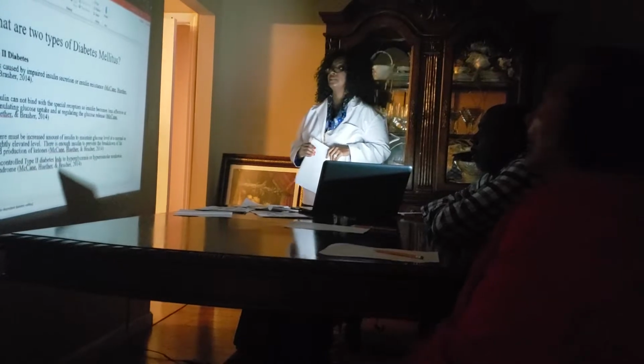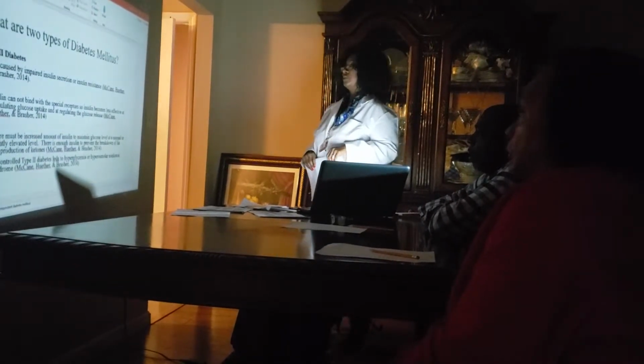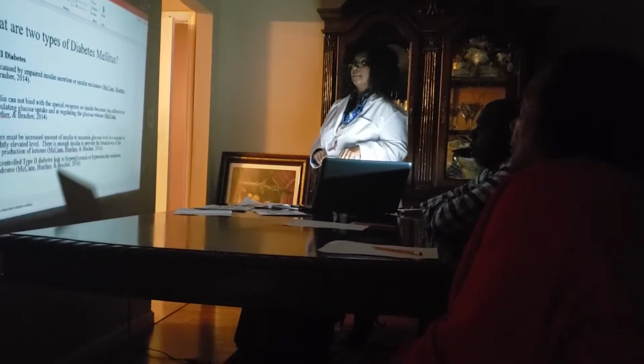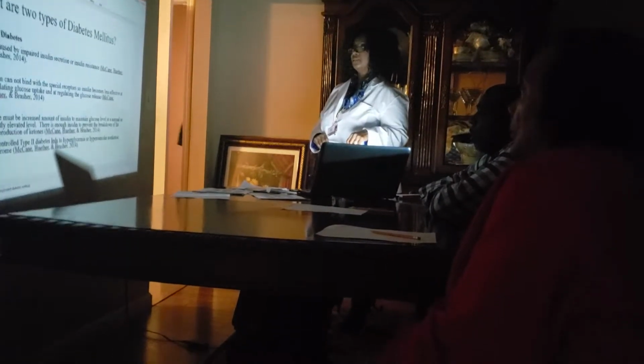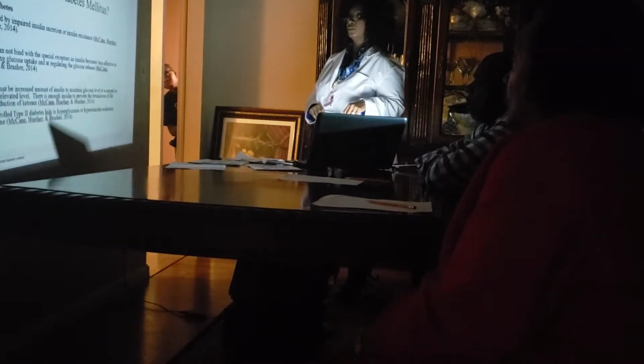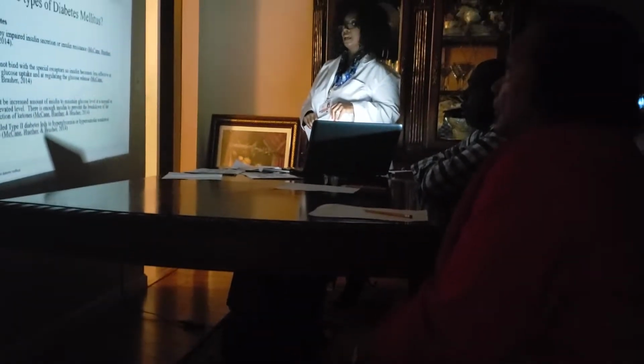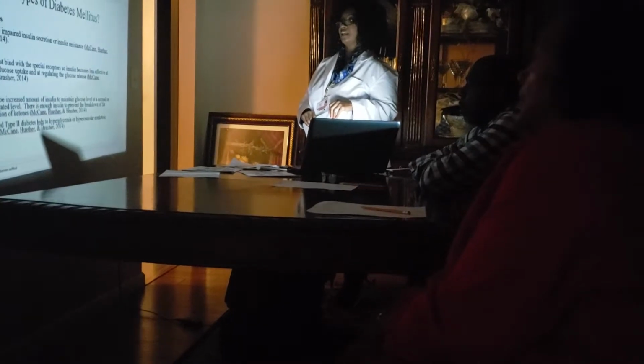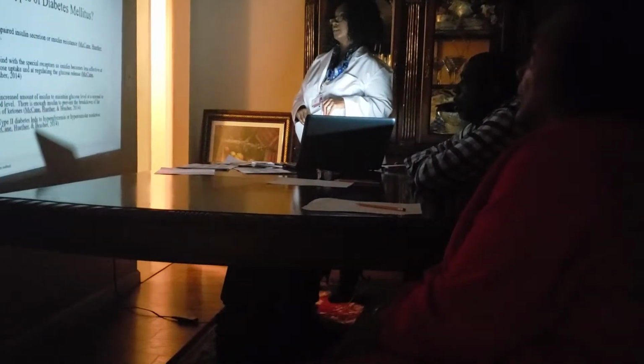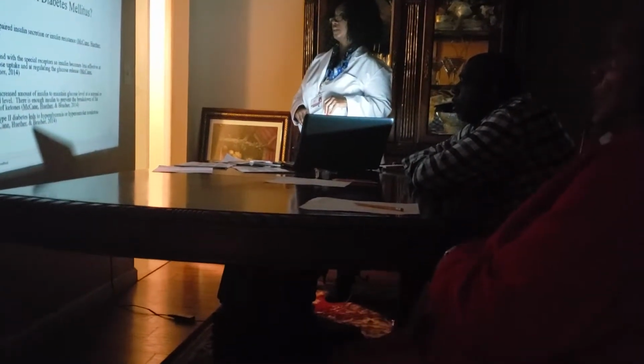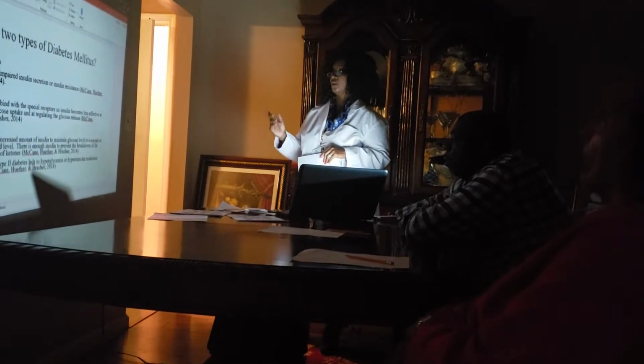Type 2 diabetes is caused by impaired insulin secretion or insulin resistance. Insulin cannot bind with the special receptors, so insulin becomes less effective at stimulating uptake of glucose and regulating glucose release. There must be increased amounts of insulin to maintain glucose levels at a normal or slightly elevated level. There's enough insulin to prevent the breakdown of fat and production of ketones, and it leads to uncontrolled type 2 diabetes. Type 2 diabetes is better known as non-insulin dependent diabetes mellitus, and it's usually seen in people ages 64 to 67.